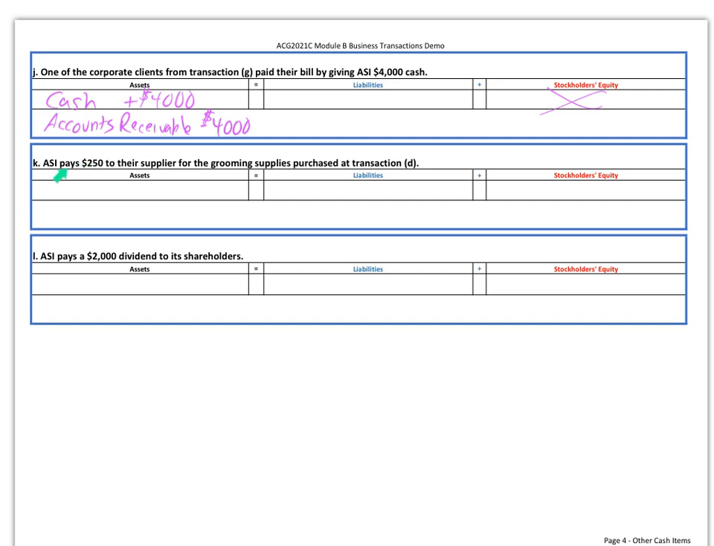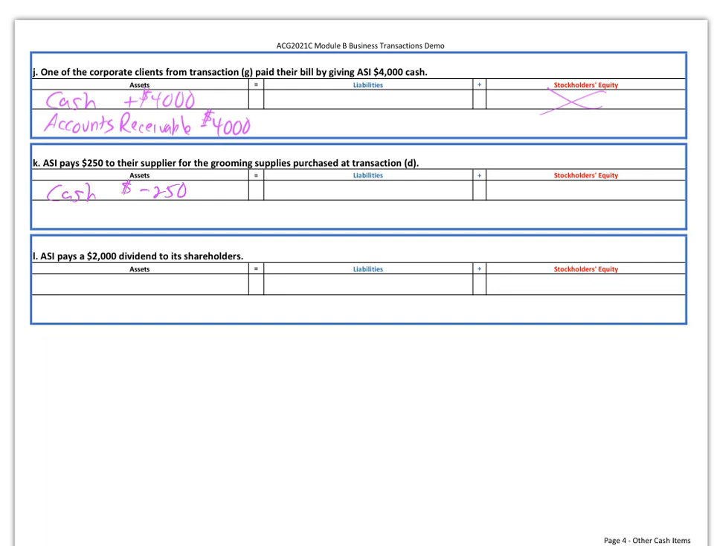Well, what did we do here? We paid $250. Anything happen to your bank account when you pay money? Yeah, let's get that one out of the way. That's the easy part, right? $250 going down in cash. Easy part. Well, how about now? How much money do you owe your supplier? How much money do we owe at this point? We used to owe $400. Do we owe less? And yes, the answer is yes.